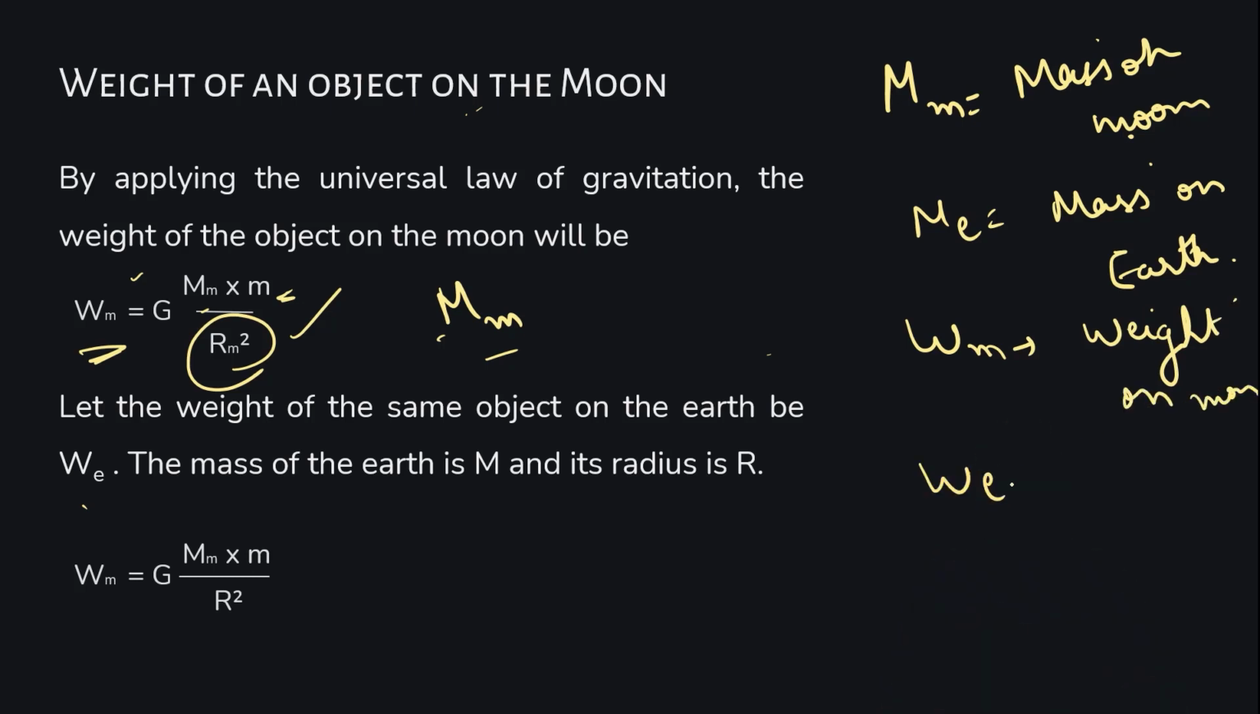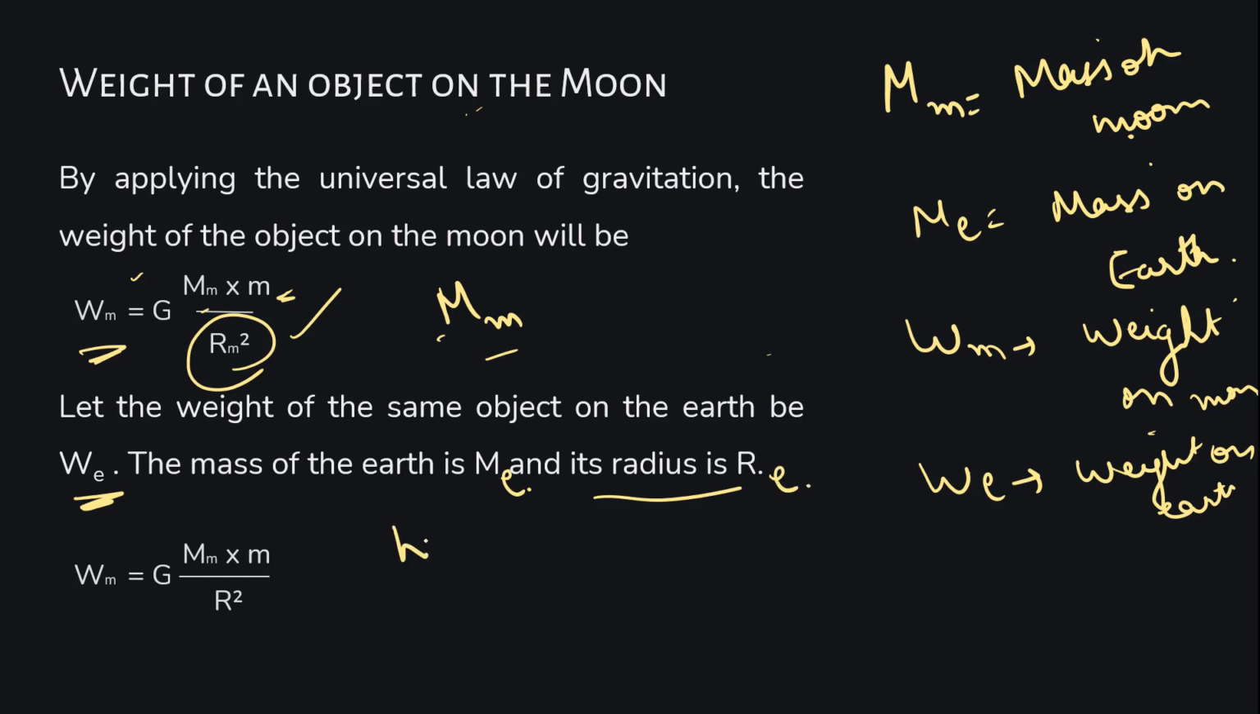And what does We mean? Weight on earth. So let's discuss now. Let the weight of the same object on the earth be We. The mass of the earth is Me and its radius is Re.